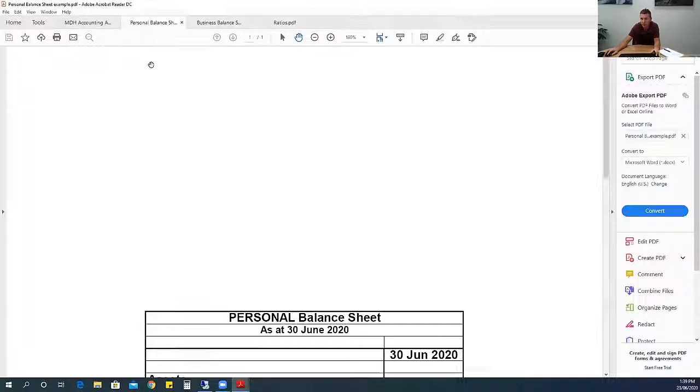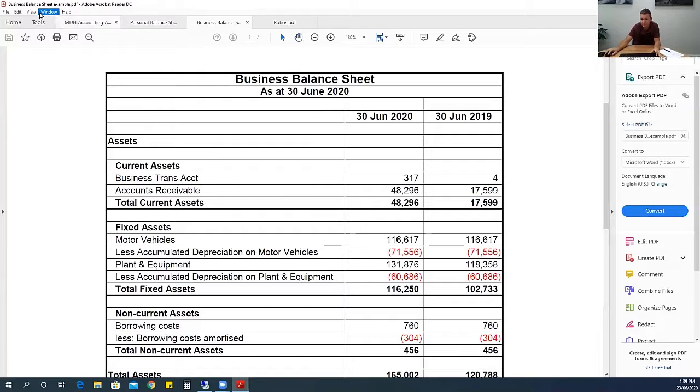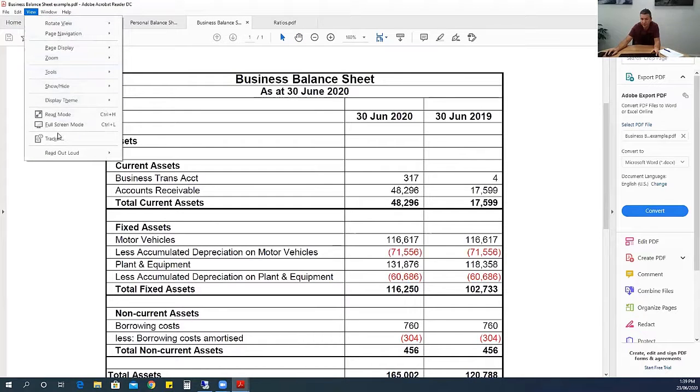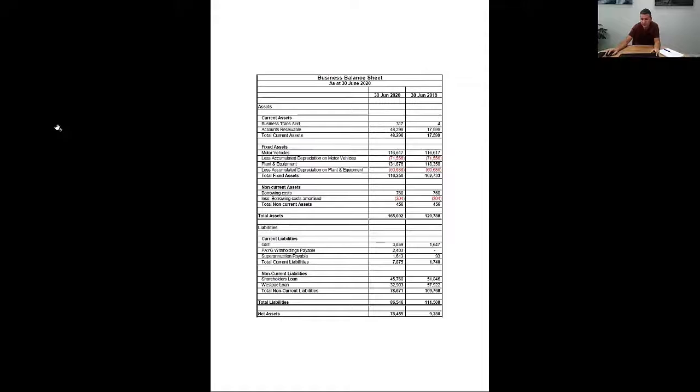So I'll just bring up the business one. Hopefully people can see that. So what you'll see is that, as I said, this is a business balance sheet as at 30th of June 2020. We haven't reached it yet, so it's another week's time, but it's a window as at that point in time. Typically, you'll present a balance sheet with a previous period, and most times you present it as per the previous year. And then it's just broken down into assets and liabilities.